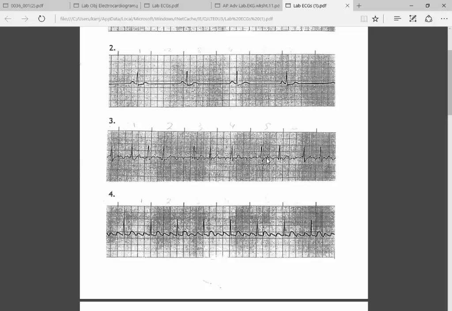90 to 95 is acceptable. And what type of rhythm do we have here? Yep, atrial fibrillation. It looks a little more scribble-like compared to the next one, right?